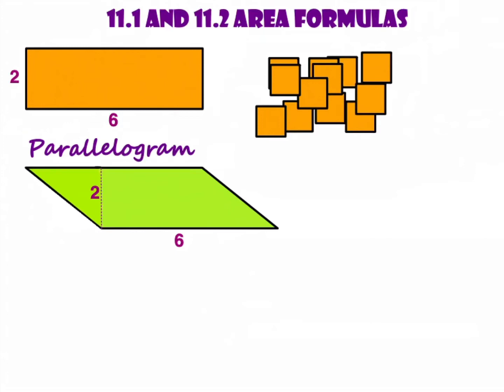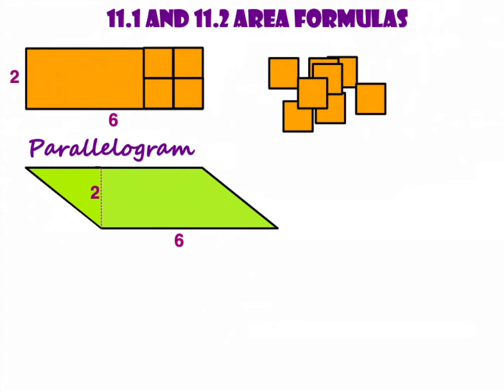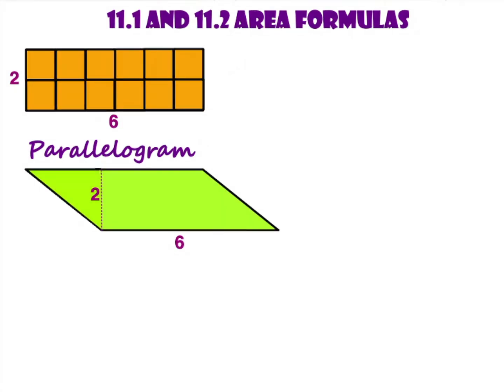Chapter 11 is all about area, and today we'll be reviewing some old area formulas that I'm sure you've seen before. We know that area is measured in square units, so to find area just means to find how many squares would cover a shape, which is super easy to do with a rectangle. And since this is a 6 by 2 rectangle, it seems pretty obvious that we would be able to fit 12 squares inside. And the area for a rectangle is just base times height or length times width because of that.